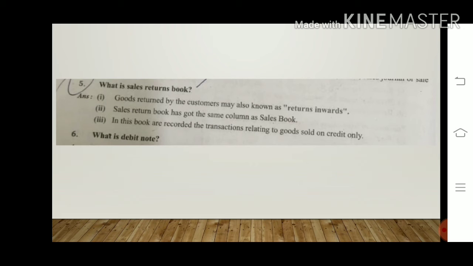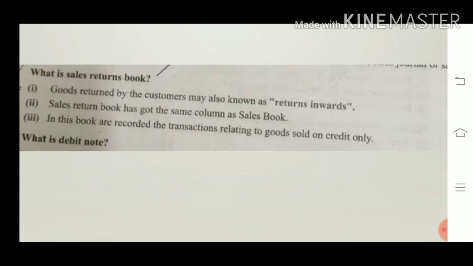Then next, what is sales return? Sales return book means goods returned by the customers, also known as return inward. The sales return book has the same columns as the sales book. In this book are recorded the transactions relating to goods sold on credit only. So it is known as the sales return or return inwards.